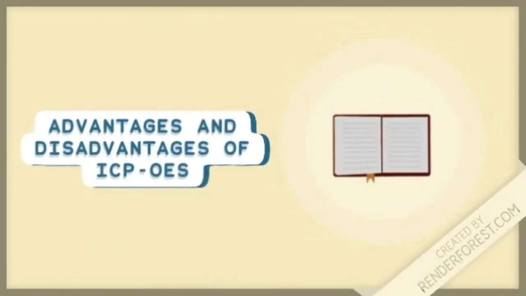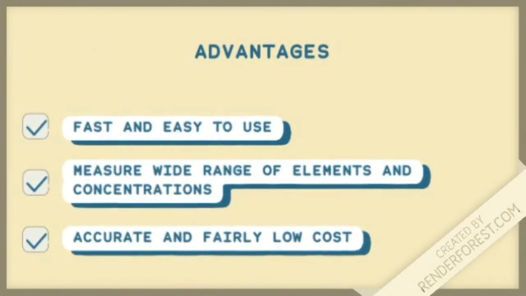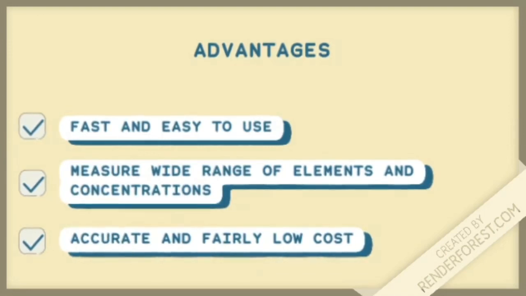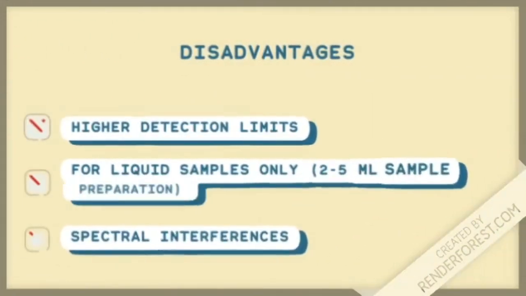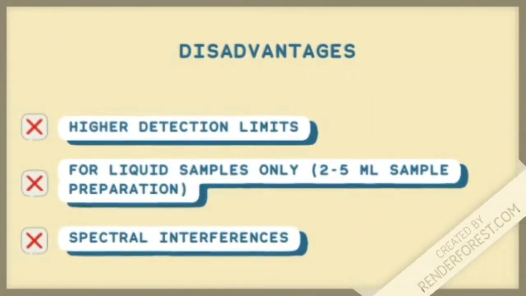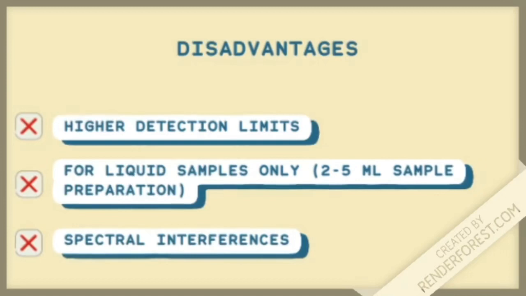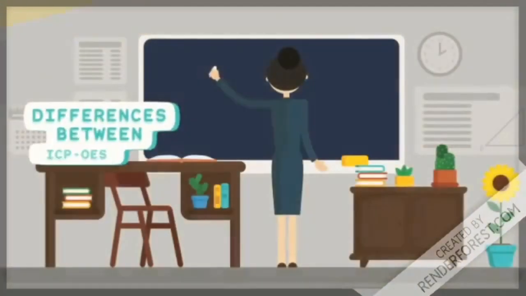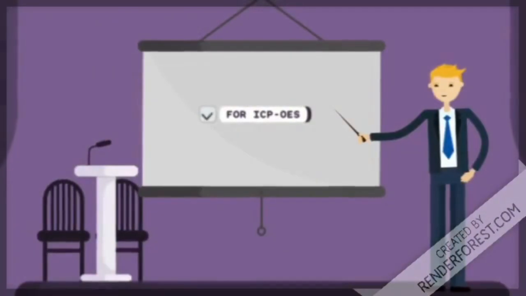Continue with advantages and disadvantages of ICP-OES. The advantages of ICP-OES are that it is fast and easy to use. It also measures a wide range of elements and concentrations. Furthermore, it's accurate and very low cost. Disadvantages of ICP-OES: it has a higher detection limit and accepts only liquid samples, which consumes 2 to 5 sample preparation, and it has spectral interference.